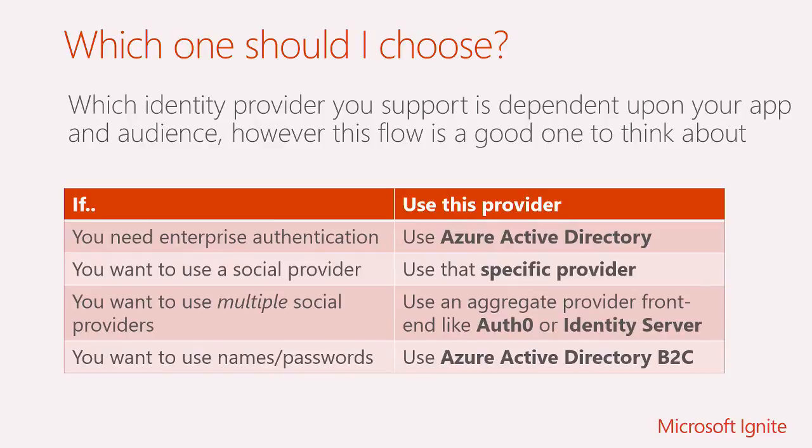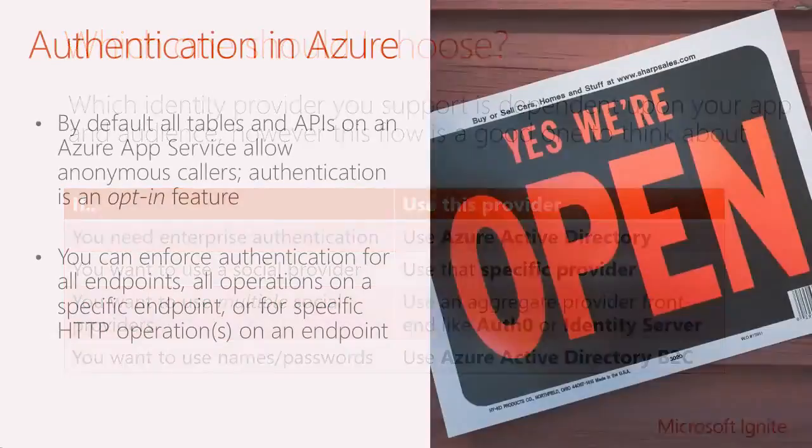So some basic rules of thumb: if you need enterprise authorization, you'll tend to use Azure Active Directory. If you want to use a social authorization provider, use that specific social provider. If you want to support multiple providers, you'll use a service like Auth0 or Identity Service. Or if you want to set up your own custom usernames or passwords, you'll tend to use Active Directory B2C. And I believe there's a couple of talks here at Ignite on B2C as well, so it's a good idea to get along to those if you're interested in that space.